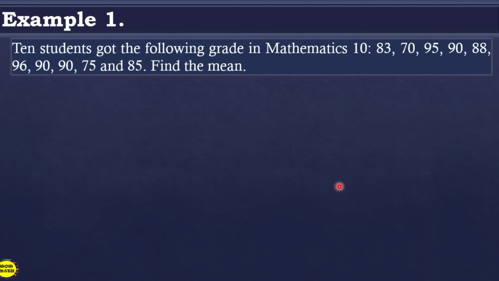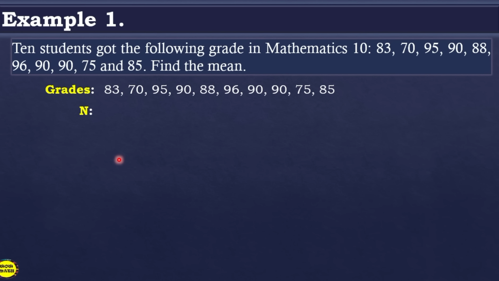For example, 10 students got the following grades in Mathematics 10: 83, 70, 95, 90, 88, 96, 90, 90, 75, and 85. So, find the mean. First, identify muna natin yung mga given natin na gagamitin natin sa formula. Meron tayong given na grades, and then yung n natin, kung ilan yung scores na binigay. Since meron tayong 10 grades, yung n natin is 10.